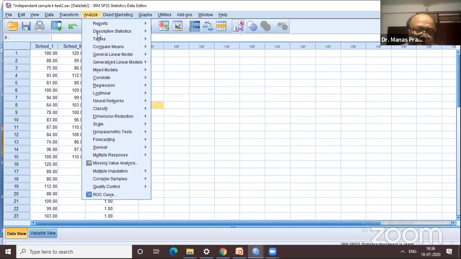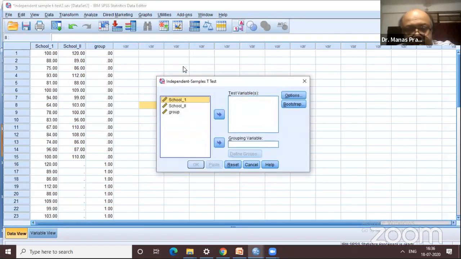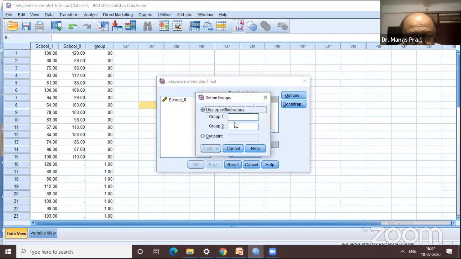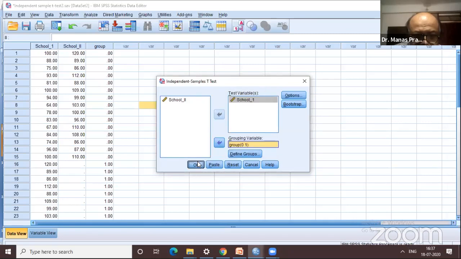So now we have to go to analyze, then compare means, then independent sample t-test. Now this is the variable school 1, so put it here as the test variable. Now you see there is one more variable, the grouping variable. This is the grouping variable, group. We have to show which group belongs to this. So click here, define groups. There are two groups only, 0 and 1. Continue.